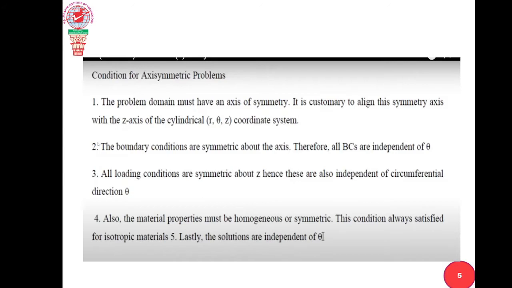Why does 3D become 2D? Even though the body looks like 3D, all axisymmetric bodies are 3D only. That 3D we are going to convert to a 2D analysis when using axisymmetric elements. Why do axisymmetric elements become 2D? With respect to r, theta, z, the variables in the angular direction theta we consider as constant. They never vary with theta, they only vary with r and z. That's why we treat it as a kind of 2D. That is what they mentioned here.